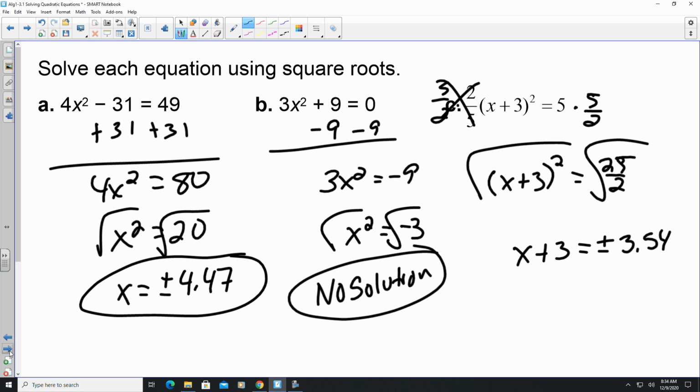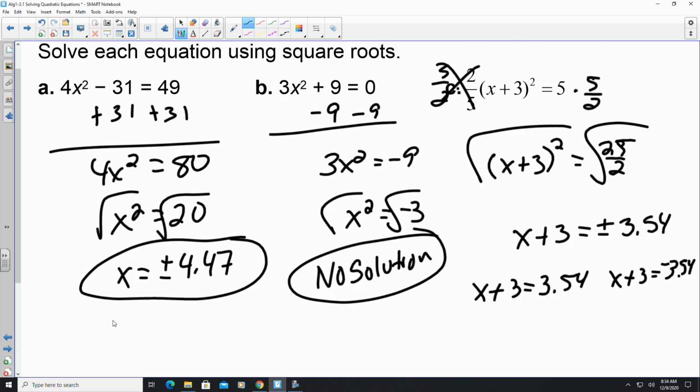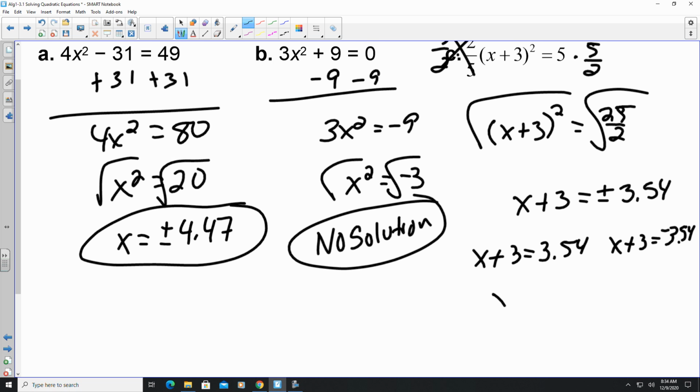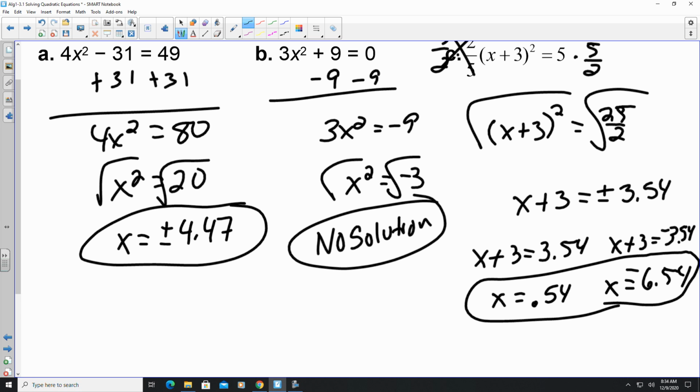So now, because I have extra stuff on the left-hand side with x, I need to separate this into two separate equations. This is going to be x plus 3 equals positive 3.54, and x plus 3 is equal to negative 3.54, and solve those individually. So if I subtract 3 here, x is going to be equal to positive 0.54. Over here, if I subtracted 3 to both sides, I think I'd get negative 6.54. So still two x-intercepts.